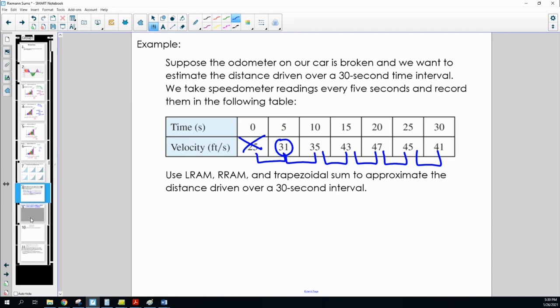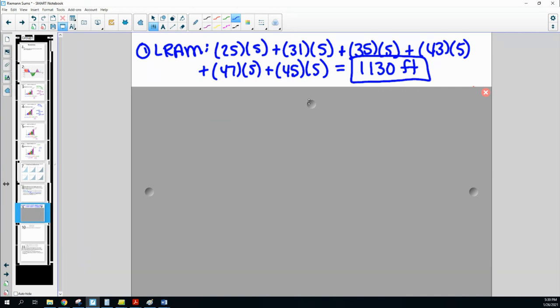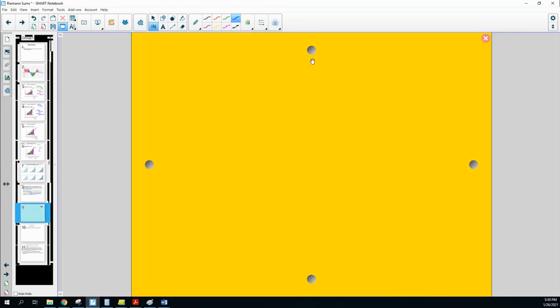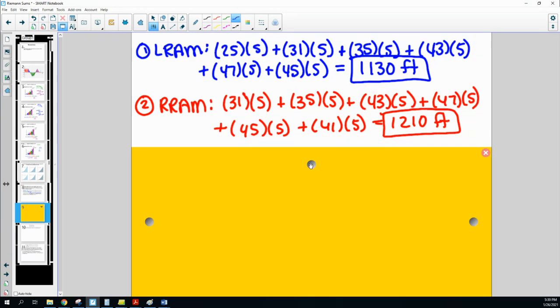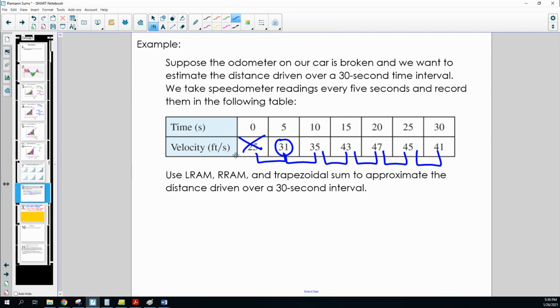So again, let's just look at this. Oops, as I'm changing all these colors, sorry, drag it down. So here, again, RRAM starting with the 31, so we're leaving out that 25, that was your first height, and we are including the 41 this time. Okay, and then the trapezoidal is the next one that we're going to use, and we're not using midpoint here.